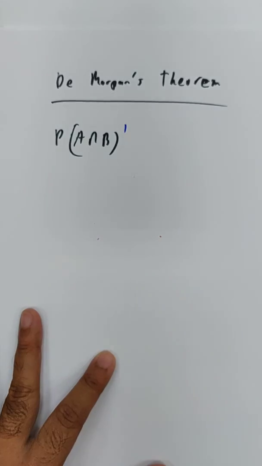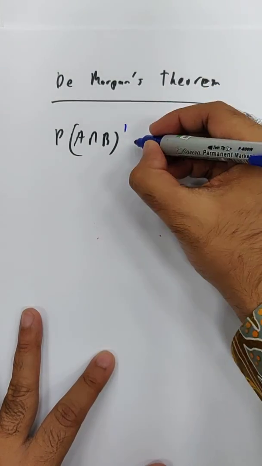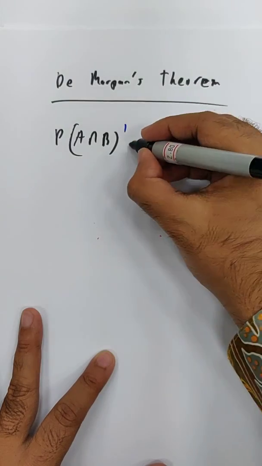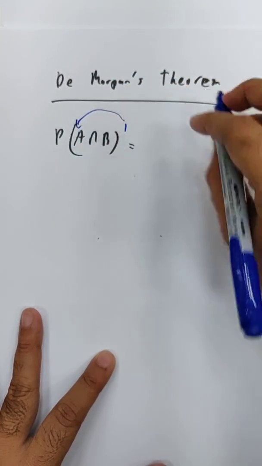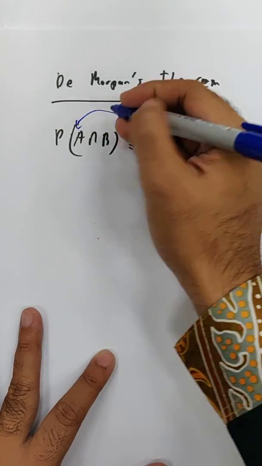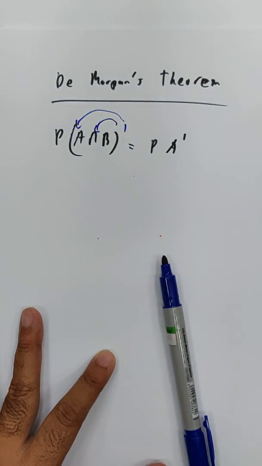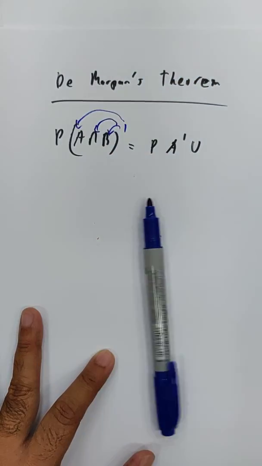The prime can act like a negative. I can multiply them inside. So I get what? What's the opposite of A? A prime. What's the opposite of intersect? Union. What's the opposite of B? B prime.